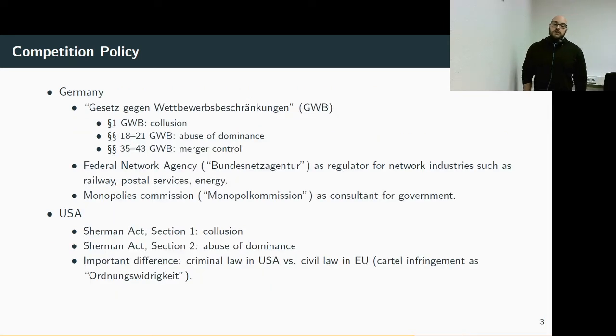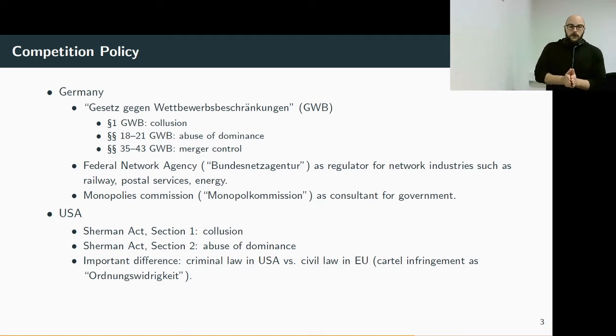Okay, so if we look at Germany, we have what we call the Gesetz gegen Wettbewerbsbeschränkungen, GWB, and basically we have three important areas here. Paragraph 1 deals with collusion, very similar to Article 101 of the Treaty on the Functioning of the European Union. Then we have paragraphs 18 to 21, which deal with abuse of dominance, and paragraphs 35 to 43, which deal with merger control, right?